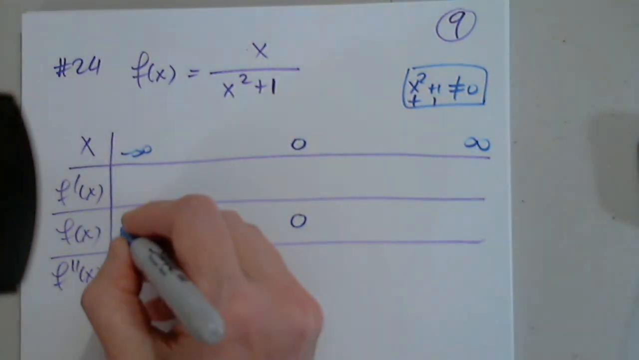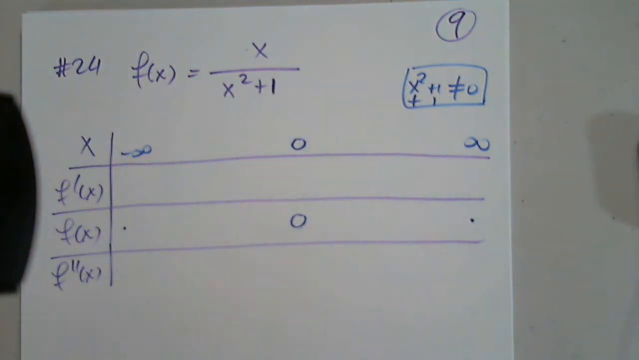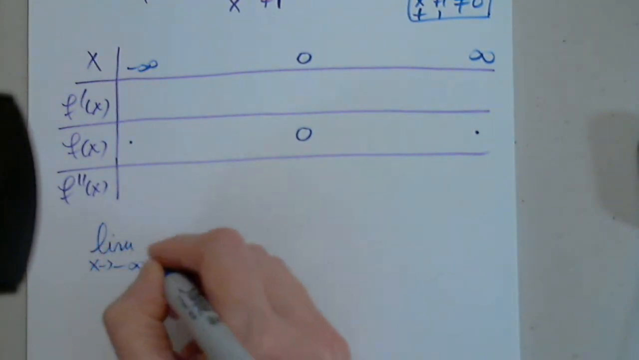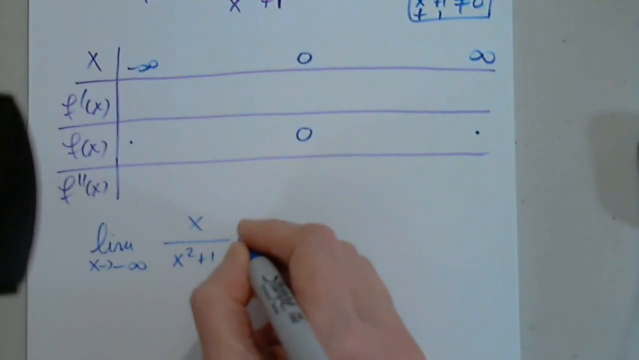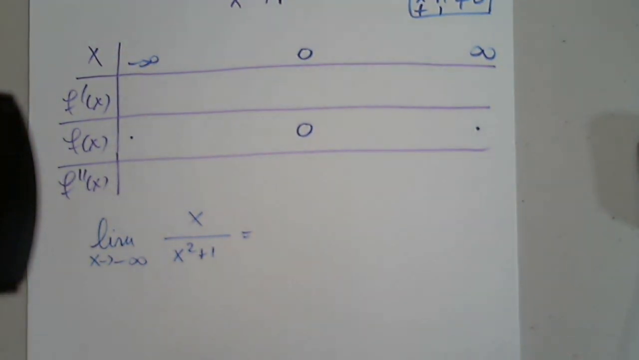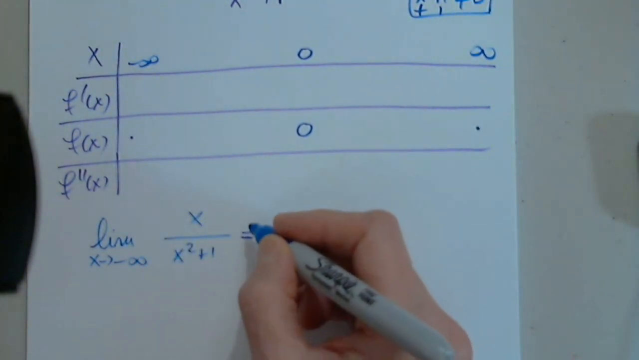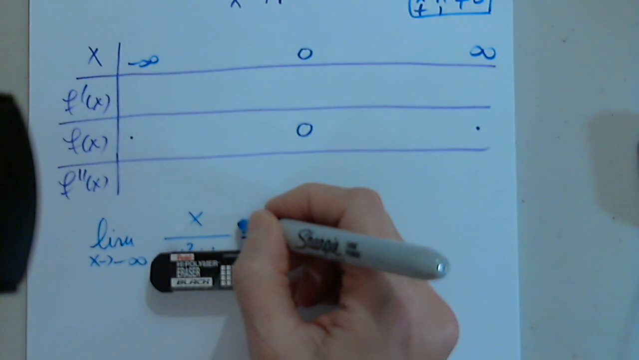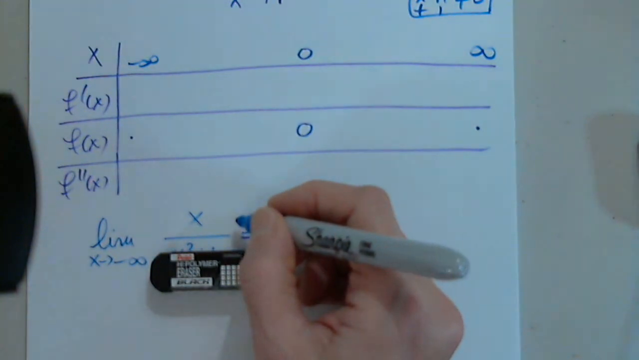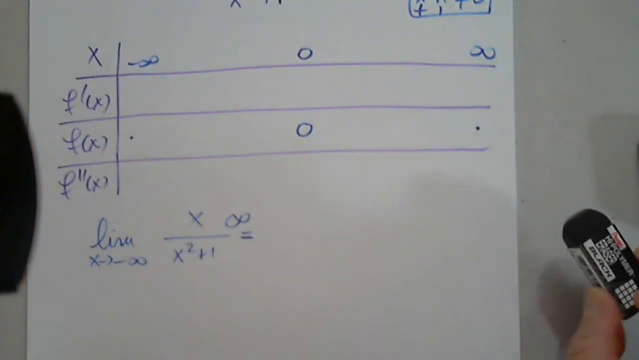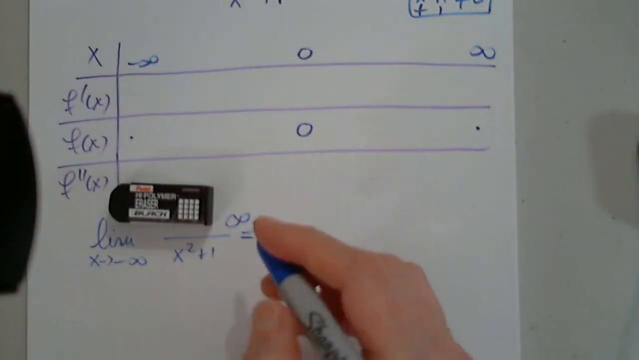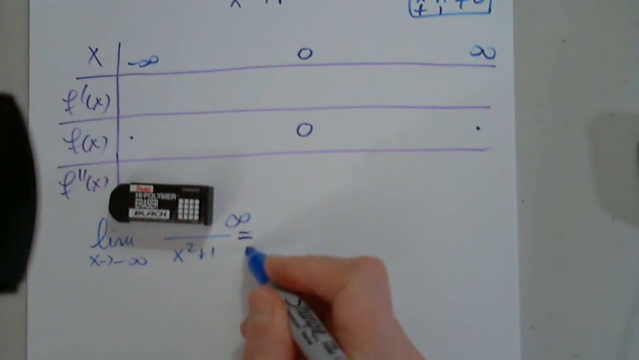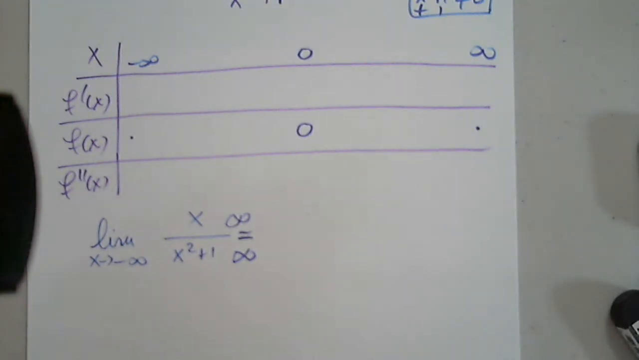So there are no other x-intercepts. This is it. But I also need to determine these limits. So let's determine those limits. The limit as x approaches negative infinity, and then positive infinity, of x over x squared plus 1. Where does the numerator go? Negative infinity. Good. Sign is not important. Where does the denominator go? Infinity. Good.